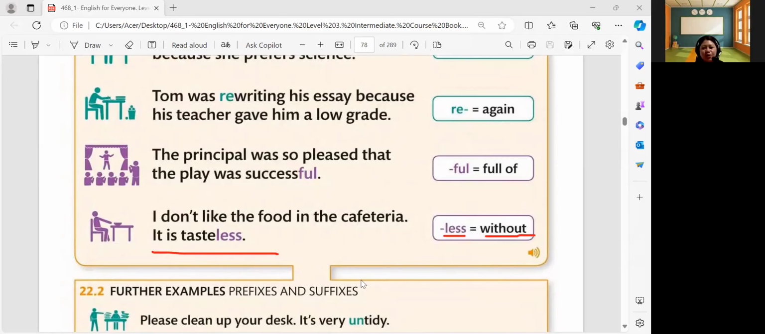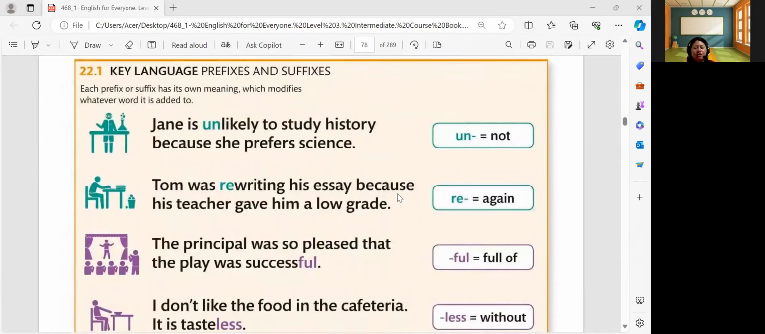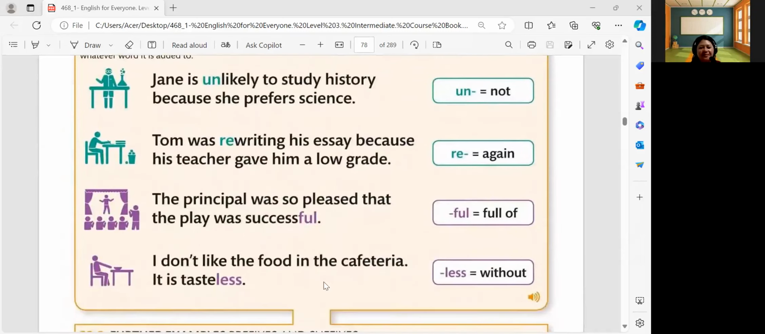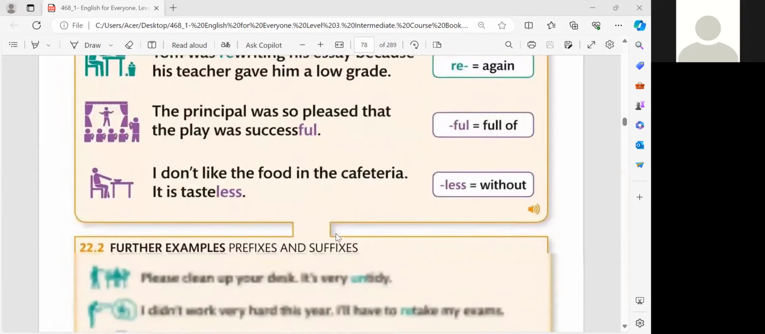So again, what do you mean by the word "un"? The word "un" means not. The word "less" means without. The word "full" means full of. Correct. The word "re" means again. Understand? Okay, very good.